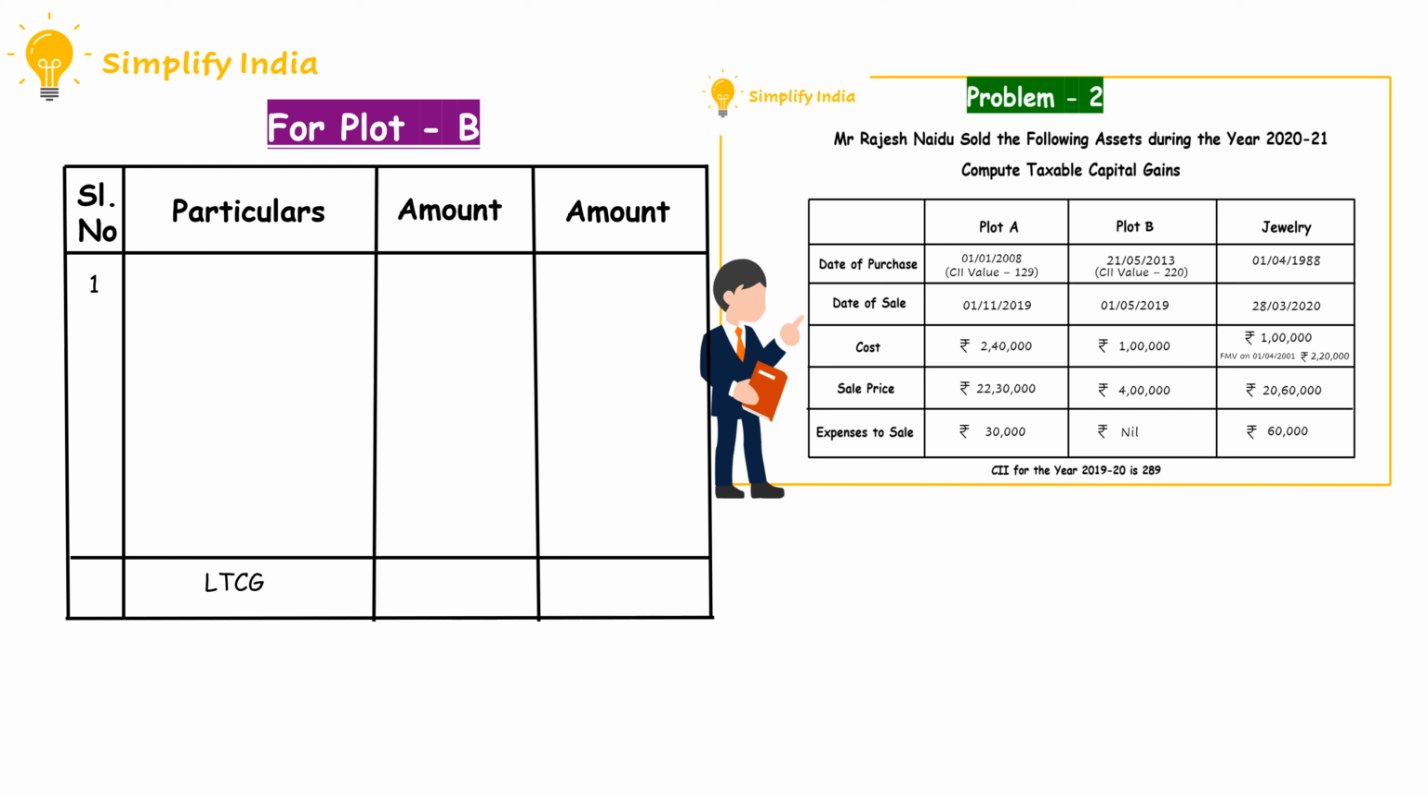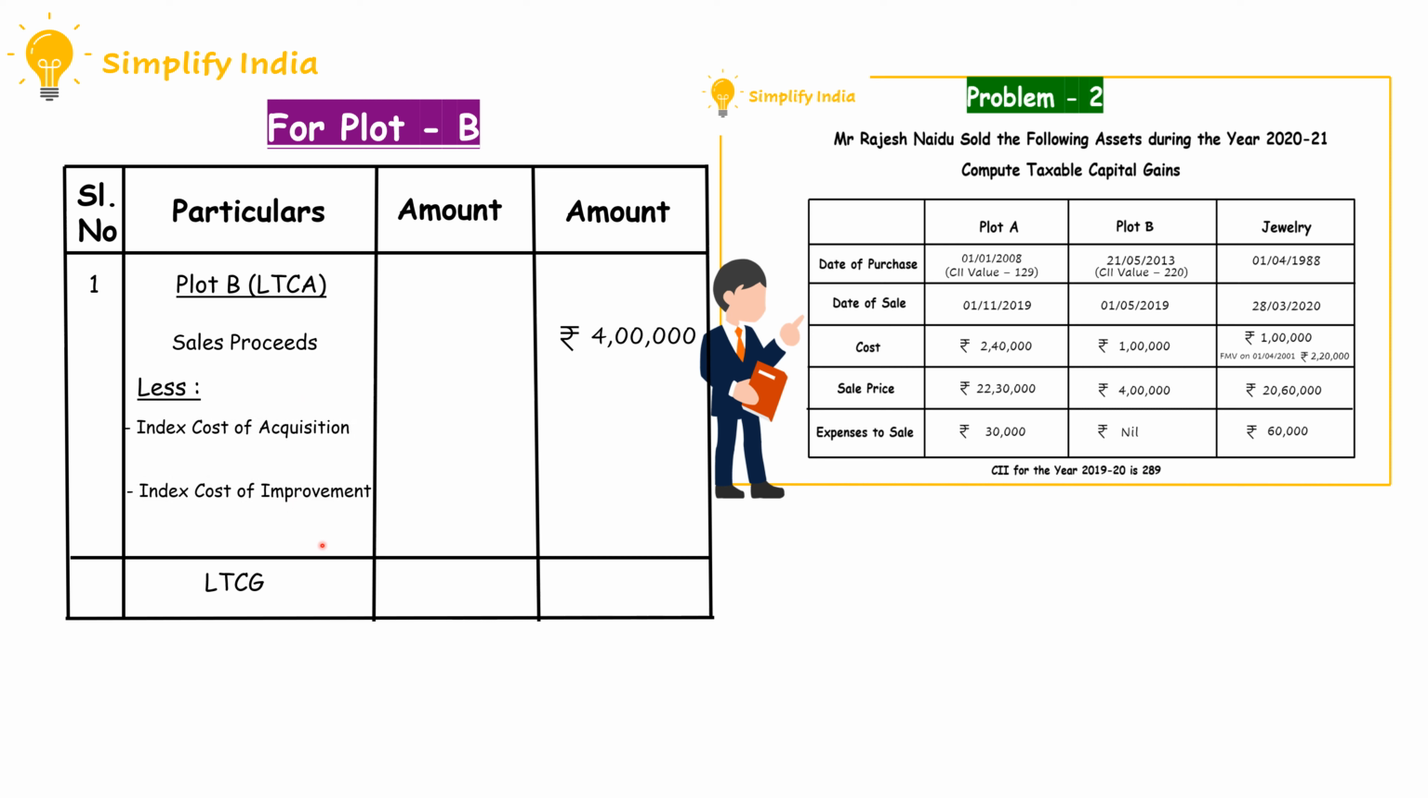Let us calculate the same for plot B. Here the date of purchase of plot B is 21st May 2013. So we can say that plot B is also a long-term capital asset. So we can write it down as plot B, long-term capital asset. As it is a long-term capital asset, we should make sure that the indexation benefit is considered. Next we have to take the sales proceeds, which is given in the problem, which amounts to rupees 4 lakh, and we have to take it down in the format, that is sales proceeds is equal to rupees 4 lakh. Then we have to deduct index cost of acquisition, index cost of improvement and the selling expenses.